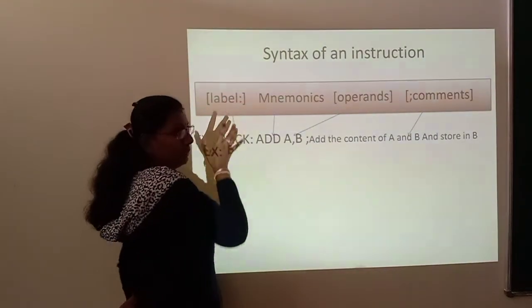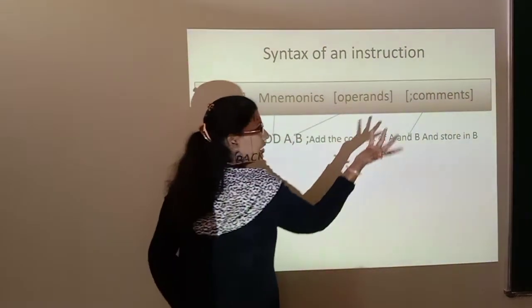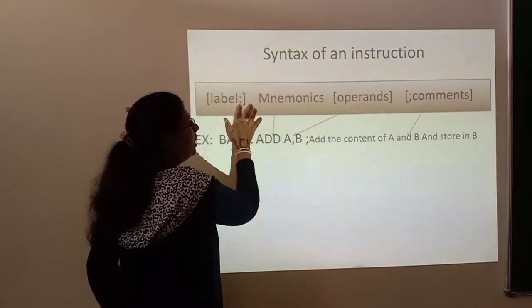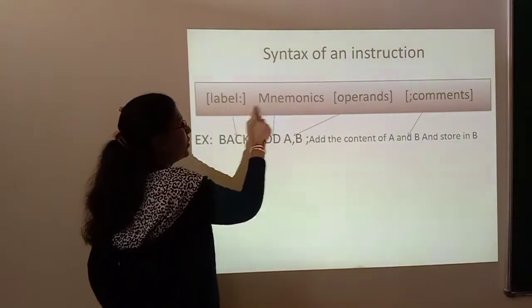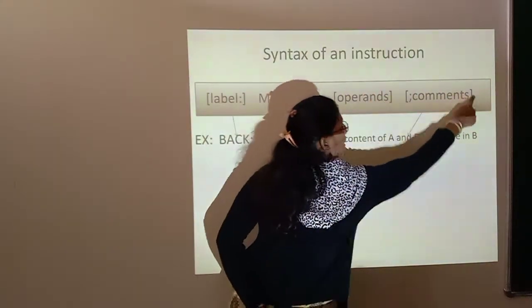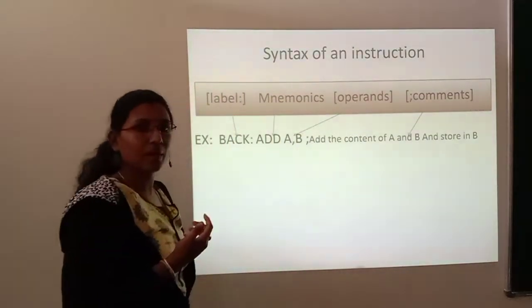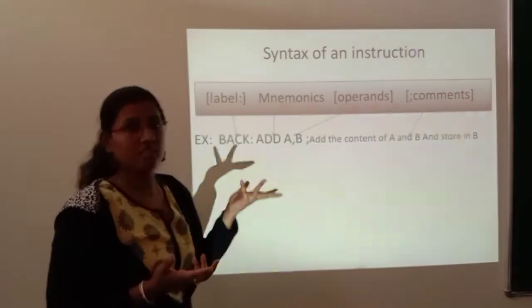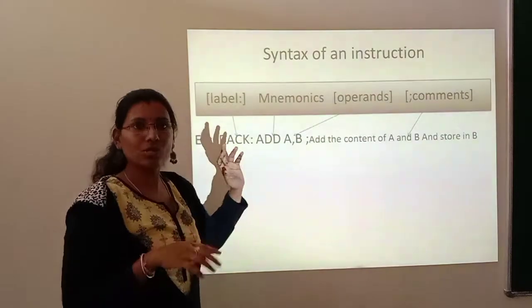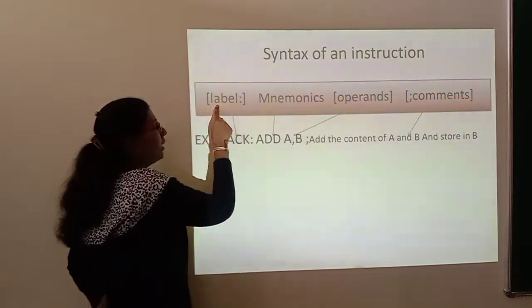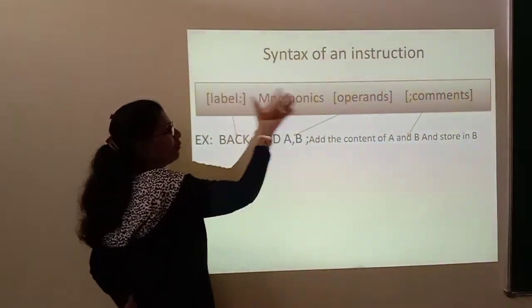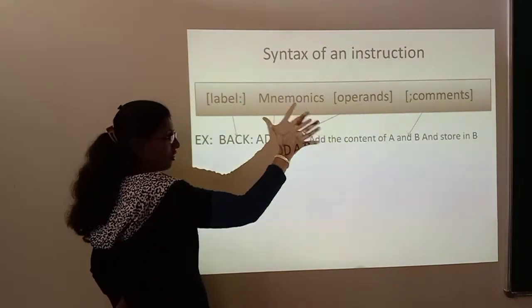First, it will be a label. Label indicates some name to this instruction. In this syntax, there are some things which are written in a square brace. So square brace indicates what? Square brackets indicate the optional fields. Those are not compulsory. Those are optional. So label indicates the name to this particular command or instruction.